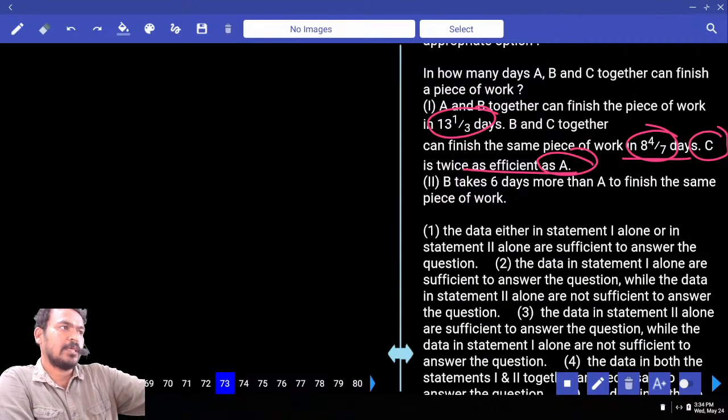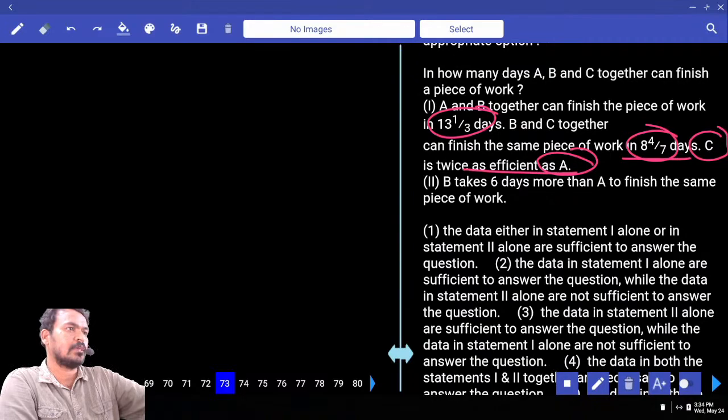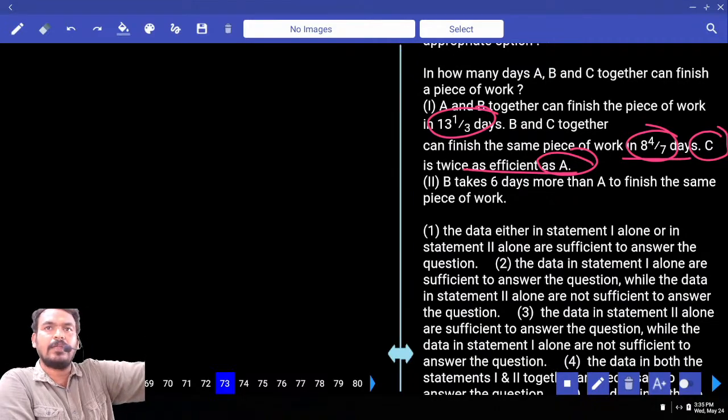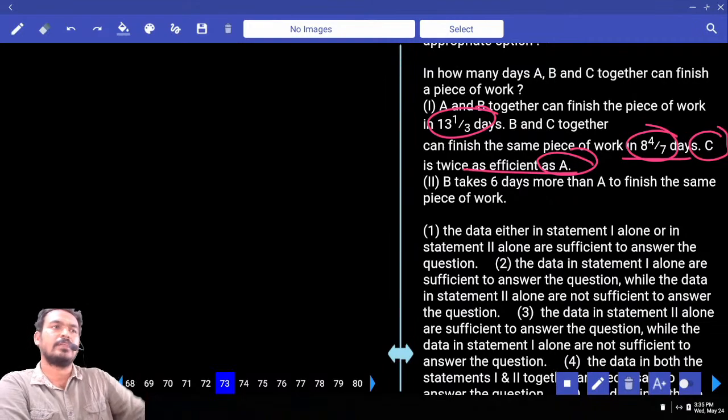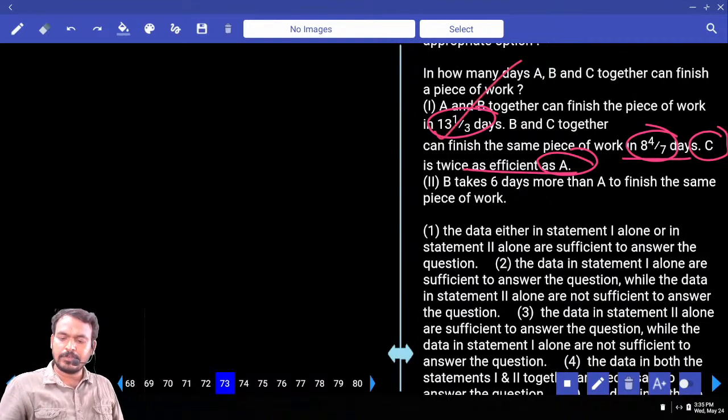Or A plus B efficiency, B plus C efficiency, A plus C efficiency, all these are adding, we get the total 6% efficiency, or not? Divide by 2, we get how many percent efficient? 3%. Total work by 3% efficiency, we get the time, or not? Then 1 alone is sufficient or not sufficient? Sufficient. What is the second statement?